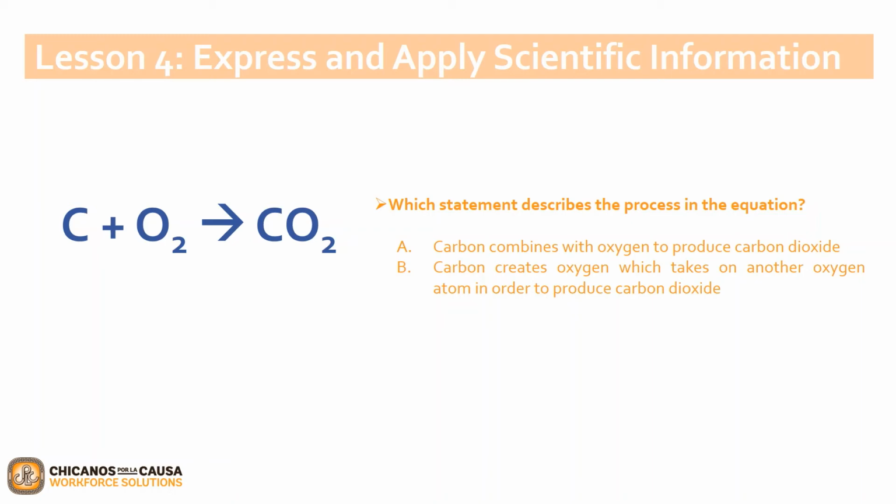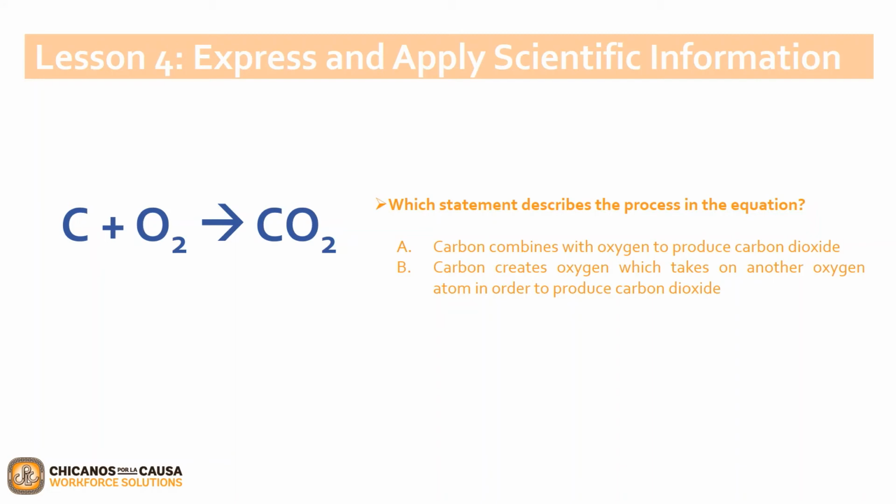Now, let's look at the provided question. Which statement describes the process in the equation itself? Our options are A, carbon combines with oxygen to produce carbon dioxide, or B, carbon creates oxygen, which takes on another oxygen atom in order to produce carbon dioxide.